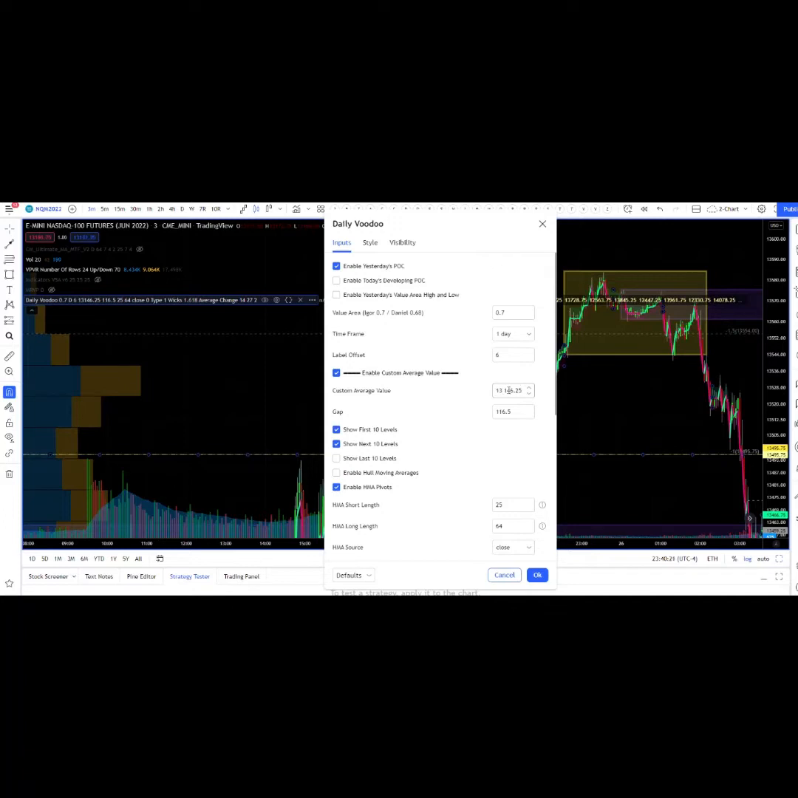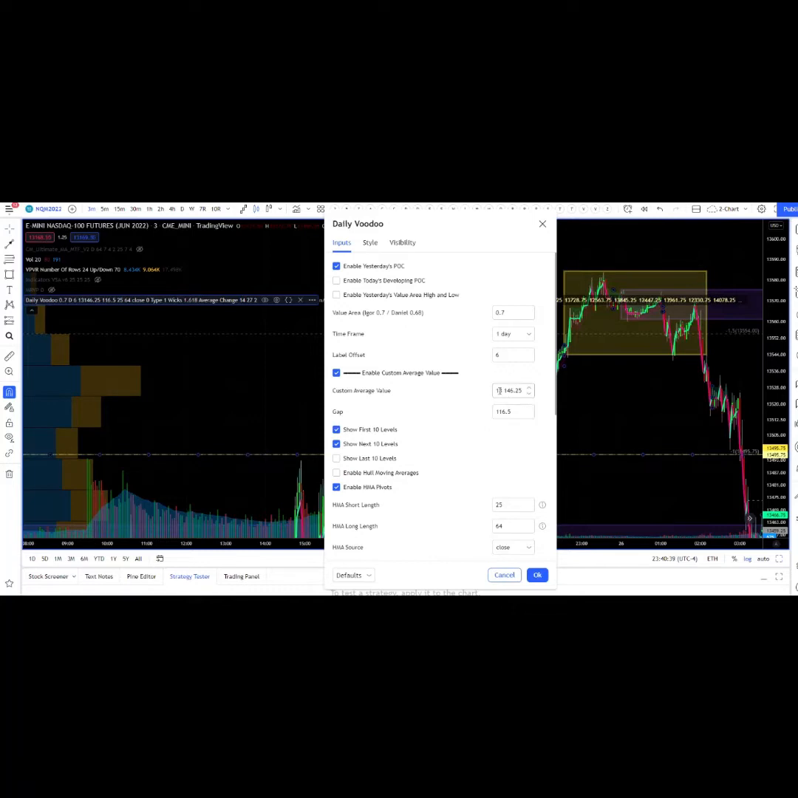And so I just give it any of the voodoo range levels that I share on the weekend and put it in the custom average value bank here. And then where it says gap, this is where the actual voodoo range itself goes. So the range this week for NQ is 116.5. So that's what goes here.